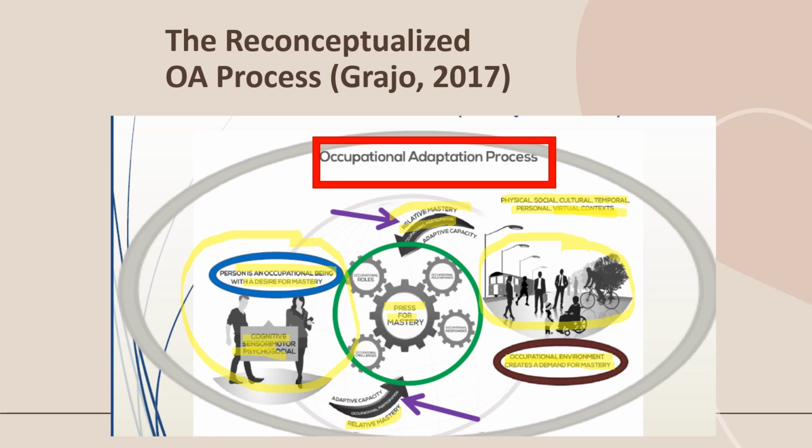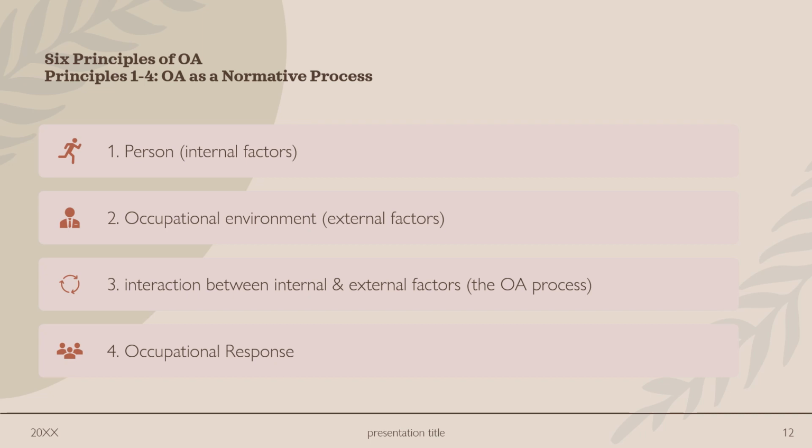Okay, so now here we are going to see 6 principles of the OA process. So here's 4 of them, and the principles 1 through 4, OA as a normative process. So first, you have your person with the internal factors. Then you have the occupational environment, which is the external factors. Then there's an interaction between the internal and external factors, which is the OA process itself. And between what happens after that process is your occupational response. Pretty simple, okay? Not too difficult.